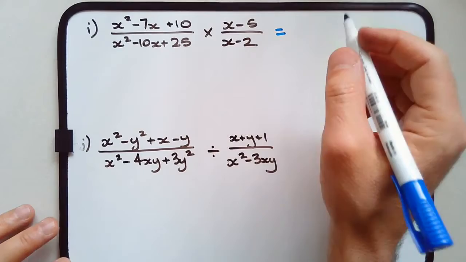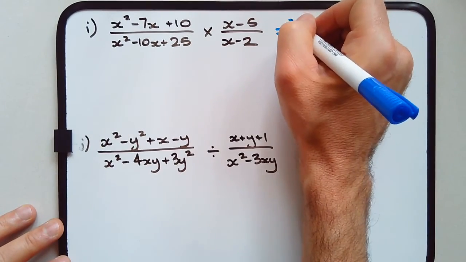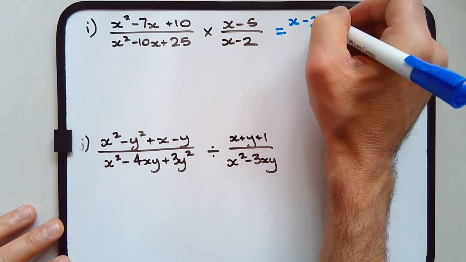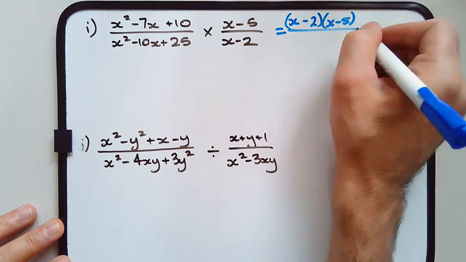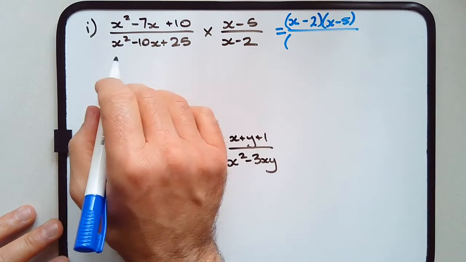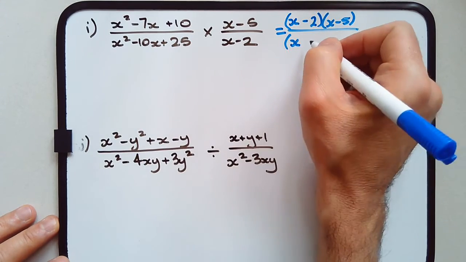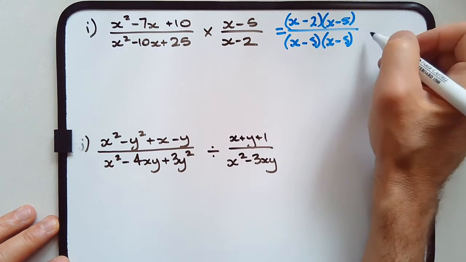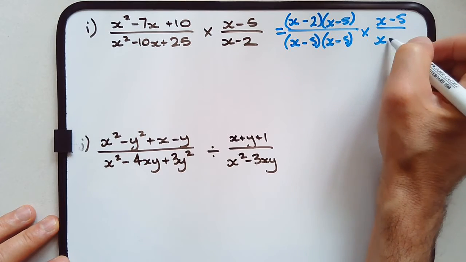Okay, so x squared minus 7x plus 10, we've seen that one before. So that's going to be x minus 2, x minus 5, over x squared minus 10x plus 25. That's actually a perfect square. So that's the perfect square, x minus 5, x minus 5, multiplied by x minus 5 over x minus 2.